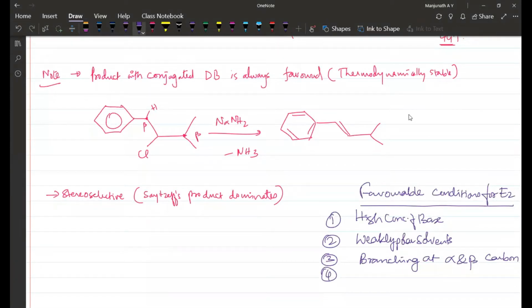So the fourth condition I would like to write is, you can say, strong base.